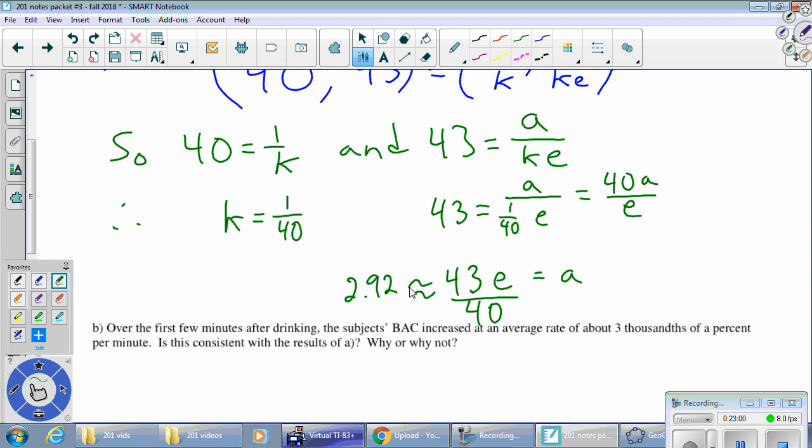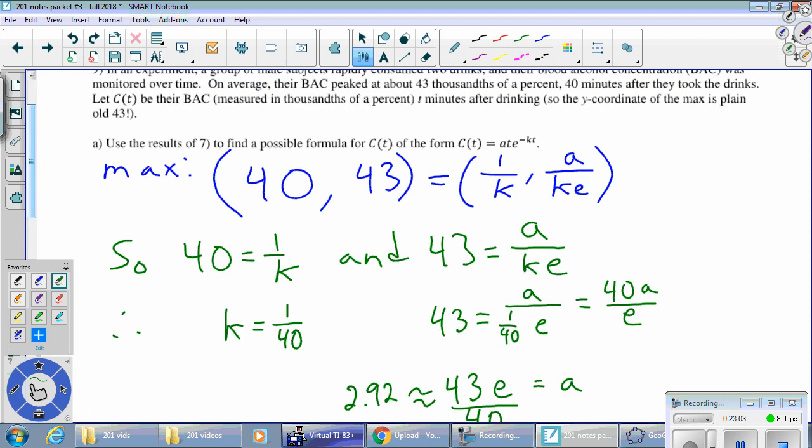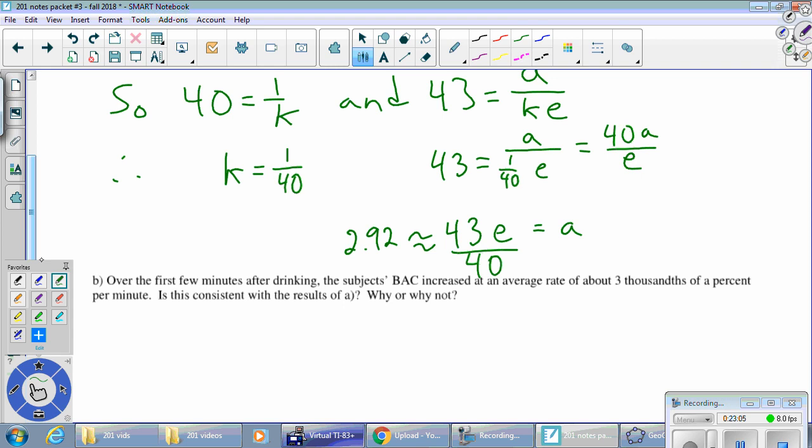And so then again, I think the question said find a formula of this form, a possible C of T. So we'll write our final formula over here. So C of T, remember it was A T e to the negative KT, so 2.92 T e to the negative 1/40th T. And so what does that formula tell us? Well, it tells us the approximate blood alcohol concentration for these fellas T minutes after they started drinking. And all we needed to know was the maximum point, that it was 40 minutes in and that their blood alcohol content was roughly 43 thousandths.